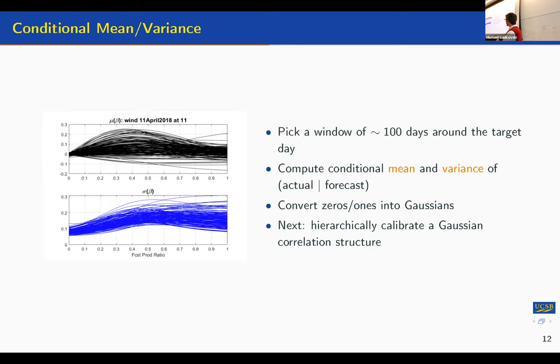And this is the conditional variance, standard deviation. And you can see this general shape of up and down. It says when the forecast is for almost no wind, you expect very little uncertainty. When the forecast is for about half the maximum, you expect a huge uncertainty. And then this kind of slopes down. So when it's going to be really windy, again, the uncertainty goes down.